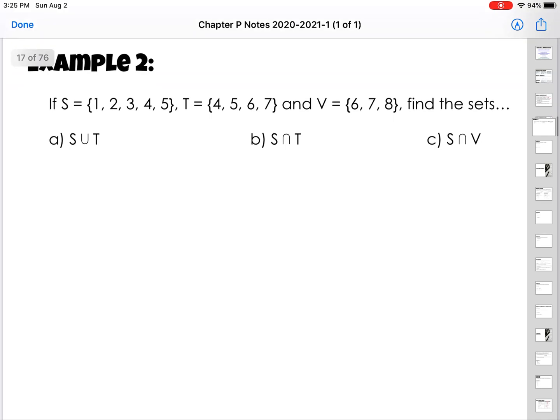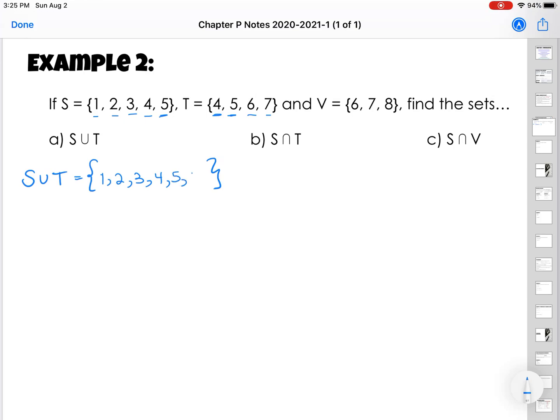All right, so in this example, we're going to find the unions and intersections of different sets. So we're given three different sets, set S, T, and V. The first thing we want to do is find the union of set S and T. So what we're going to do is include all of the numbers from S and T. We just don't want to repeat them. There's no need to write the same number more than once. So we would say that the union of S and T is equal to, and we'll use these curly braces, the numbers 1, 2, 3, 4, but 4 is repeated, 5, but 5 is repeated, 6, 7. So 1, 2, 3, we only need to write 4 one time. We only need to write 5 one time, 6, 7.